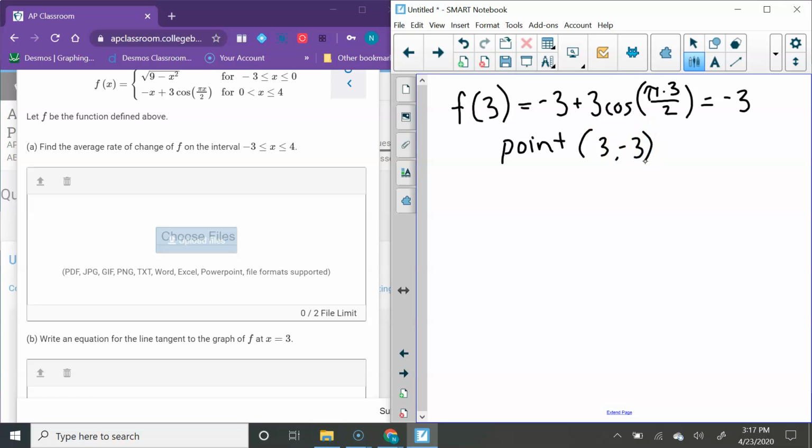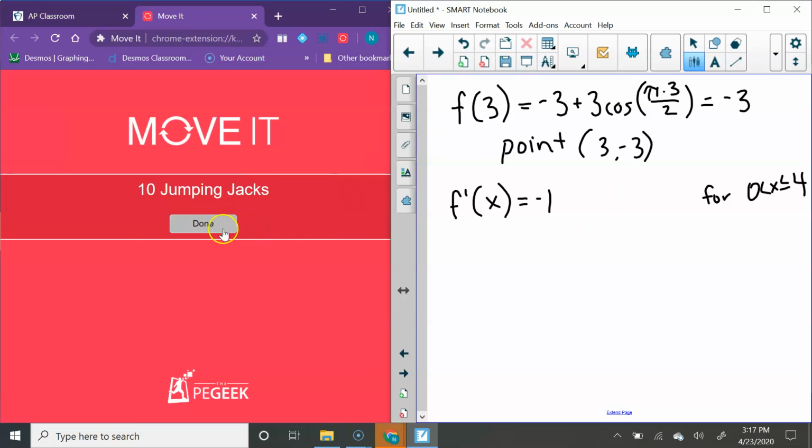We also need the slope, and to have the slope, we need to take the derivative of f of x. So I'm going to say f prime of x equals, and I'm only going to take the derivative of this second one right here, so I should probably put over here 0 less than x less than or equal to 4 when I take that derivative. So the derivative of -x is just going to be -1. And then we're going to take the derivative of 3 cosine of pi x over 2.